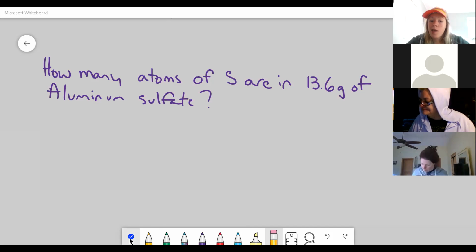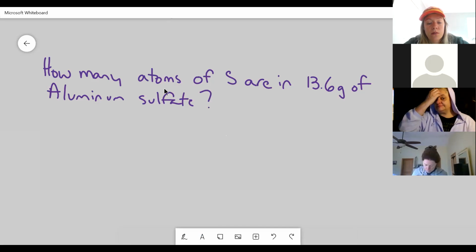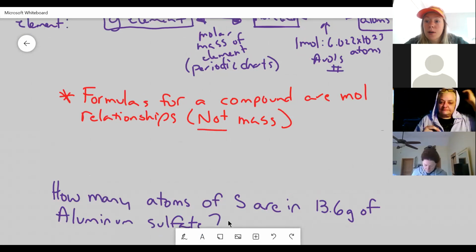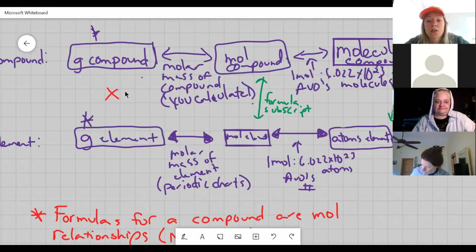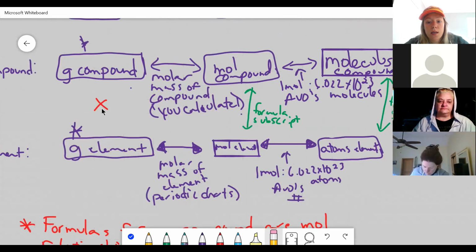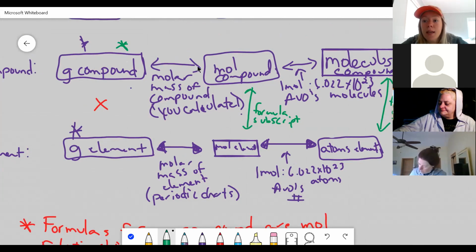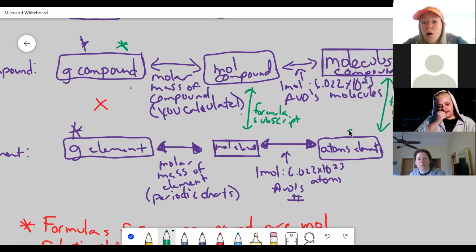Okay, so if you've got your flow chart somewhere, you just look at where am I starting and where am I ending. I'm given information about the mass of a compound, and I want to get atoms of a specific element. It doesn't say molecules, how many molecules of aluminum sulfate. It's just talking about sulfur. So I need to go all the way over here. So we're going from one end to the other.